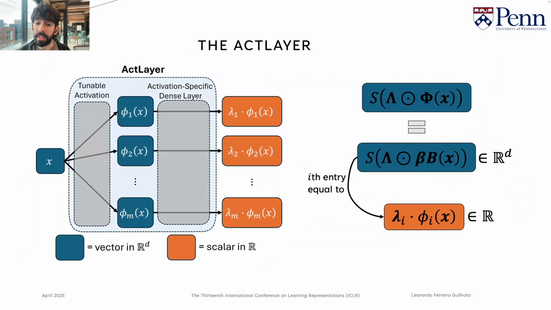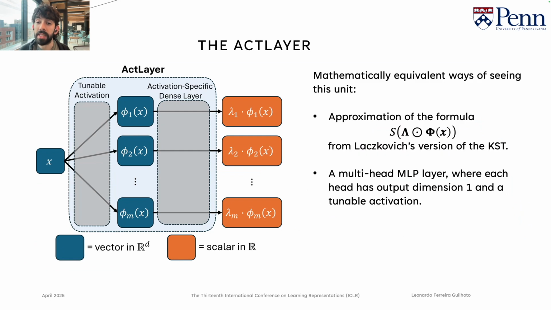The input to an ActLayer is processed in parallel by m trainable nonlinear functions acting as tunable activations. Each transformed vector is then dotted with a learnable vector to yield the ith entry of the layer output. An optional bias parameter can also be added at the end of this block. This layer can be equivalently seen in two ways: as an approximation of the formula implied by Laczkovich's version of the KST, or, inspired by multi-head attention from the transformer literature, as a multi-head MLP layer where each head has output dimension 1 and a tunable activation.